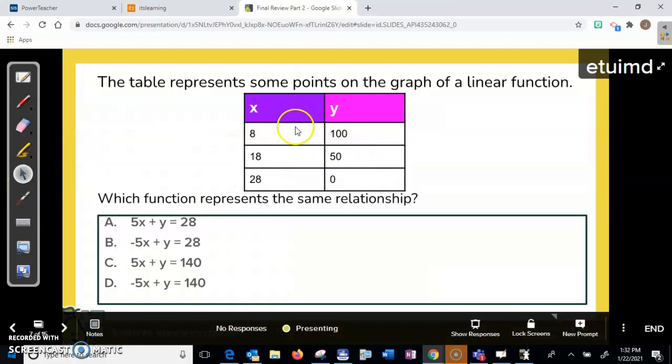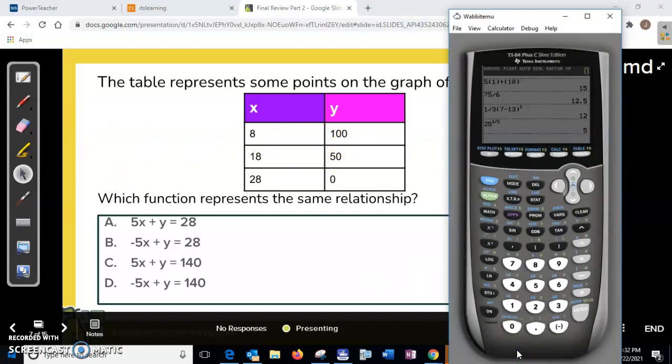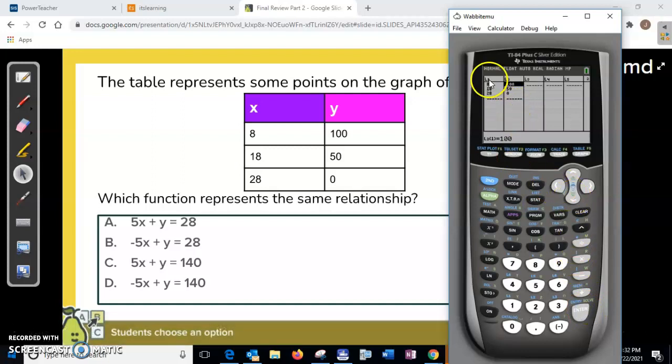Now, guys, a table. I cannot stress this enough, guys. Whenever you have a table, let the calculator do it for you. Go to Stat, see how you see Edit, press enter. If you notice, L1 is all your X values, L2 is all your Y values. Once you plug them in, see how I have 8, 18, 28, 10, 50, 0.